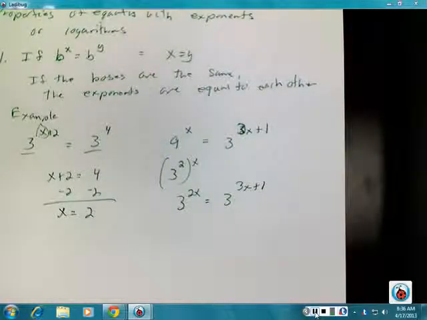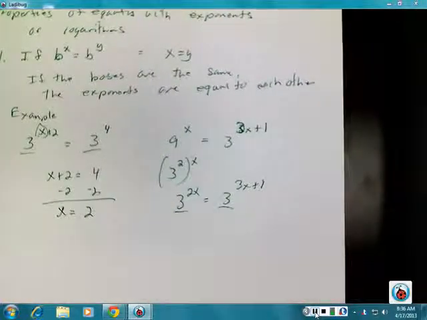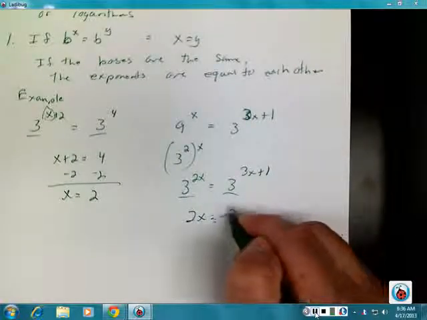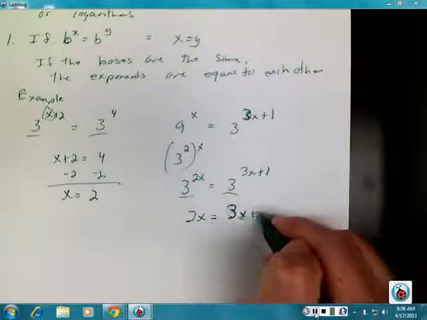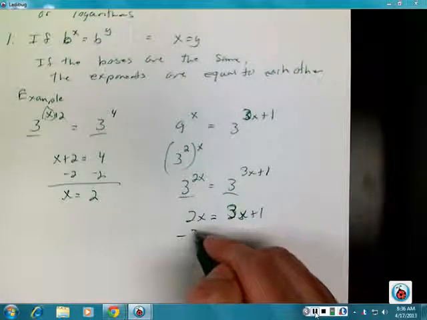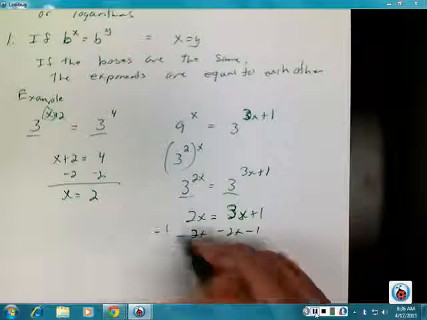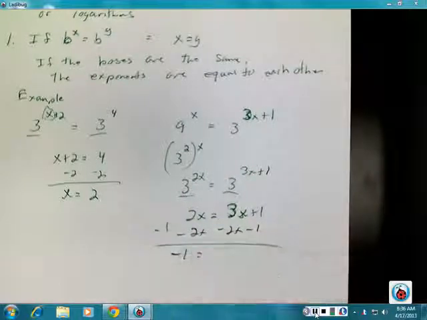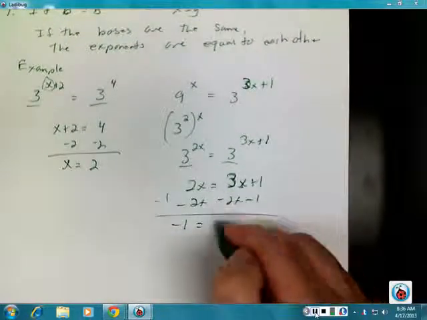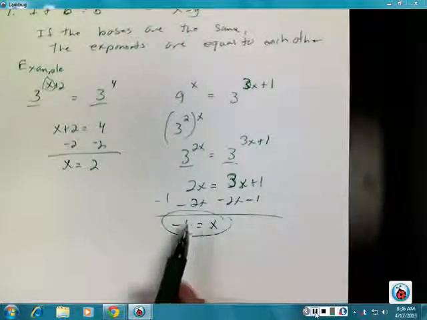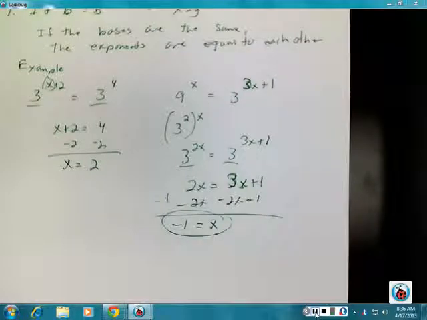And then, because my bases are the same, I can set my two exponents equal to each other. Get my 2x over and subtract a 1. That gives me negative 1 is equal to 3x minus 2x, or x. So therefore I find out that in this case what makes these true is that x is equal to negative 1.